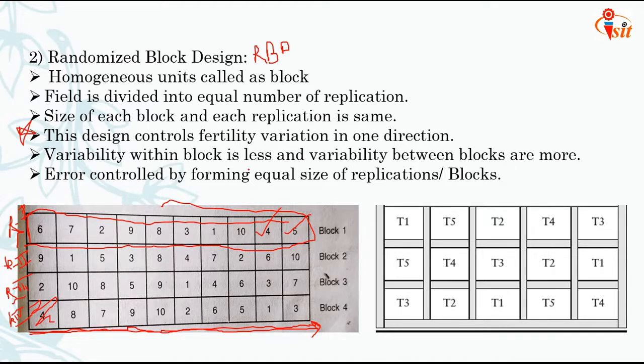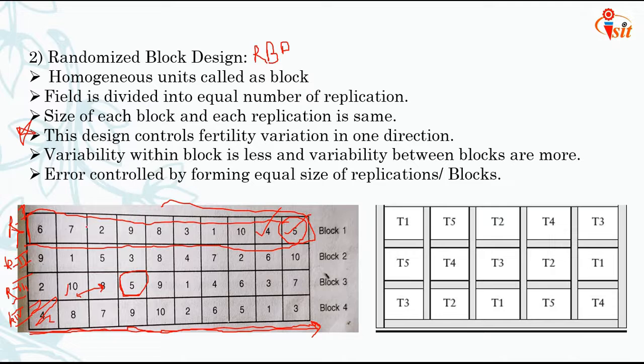Then variability within the blocks is less than that between the blocks. There may be more variability between the blocks, because here you are planting 10 genotypes, and here you are planting 8 genotypes. Within the blocks only 5 genotypes are there. So within the block the variability is less than that between the blocks.